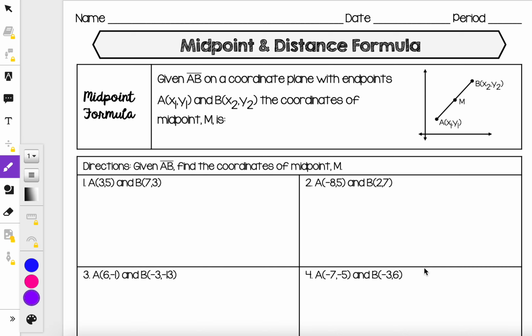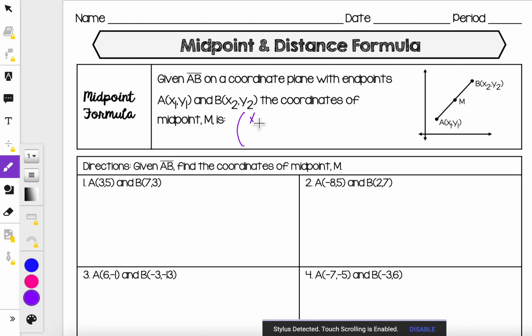And for all of these formulas, we're talking about line segments that happen to be on a coordinate plane. So here, if we have segment AB on a coordinate plane and its endpoints are (x1, y1) and (x2, y2), then the coordinates of the midpoint is going to be the average of each of those coordinates, okay?